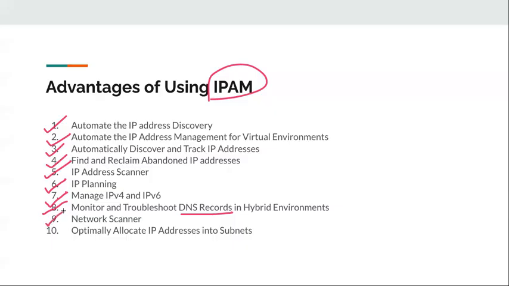So you can scan your network using the IPAM, and it will allow you to detect the IPs which are collaborating, how the communication is flowing across your network, and you can optimally allocate your IP addresses into the subnets as well. So these are all the advantages which the IPAM provides to you. So you can make use of them.